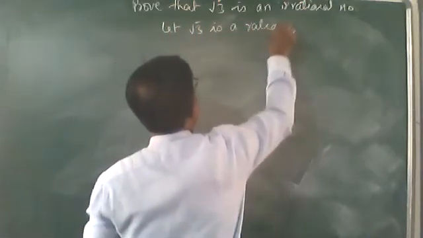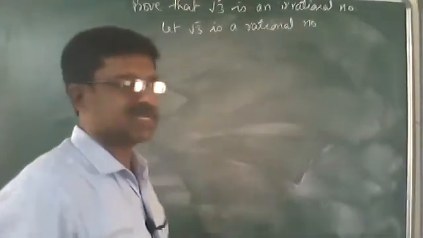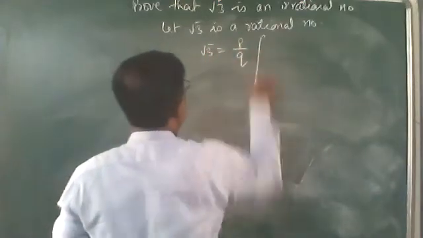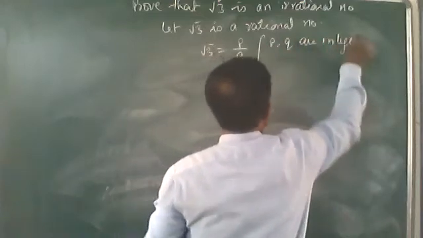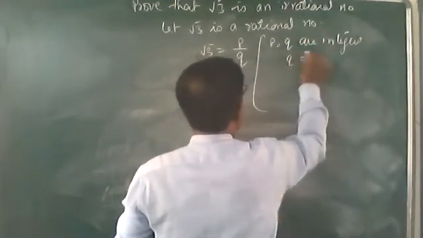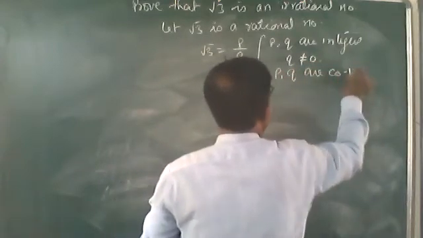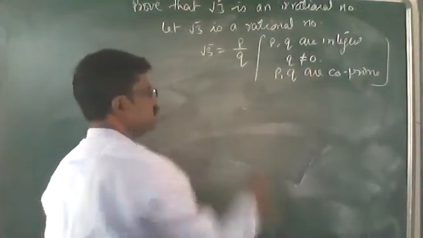हमने क्या ले लिया? root 3 को एक rational number ले लिया. If root 3 is a rational number, then root 3 can be written in the form of p upon q, where p, q are integers, q is not equal to 0, and p, q are co-prime. This is the definition of a rational number.